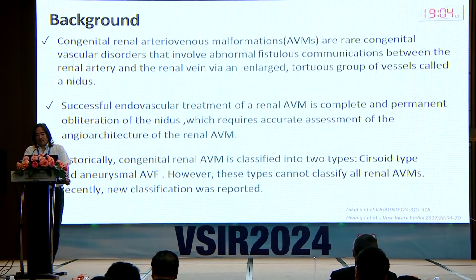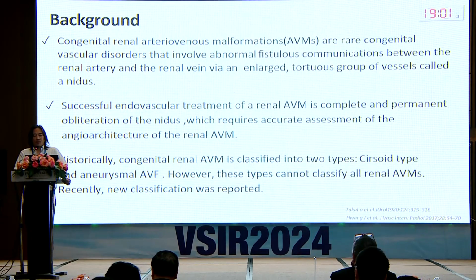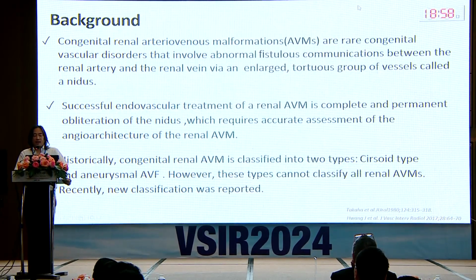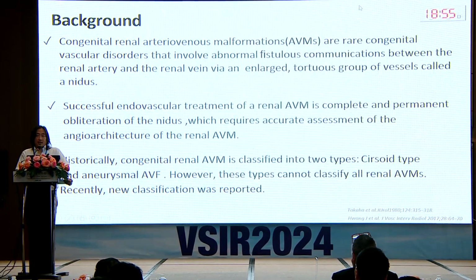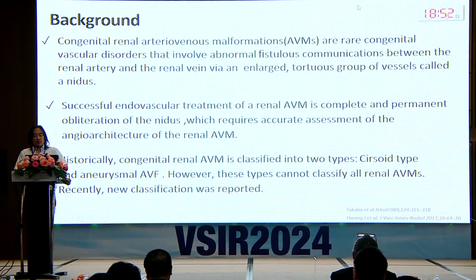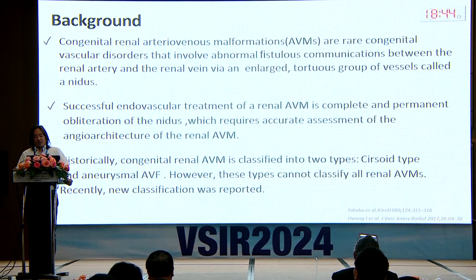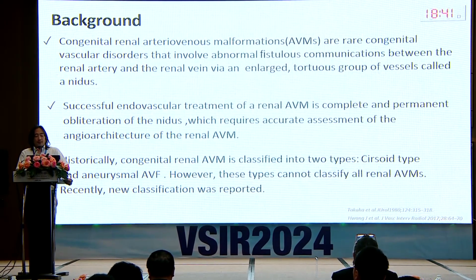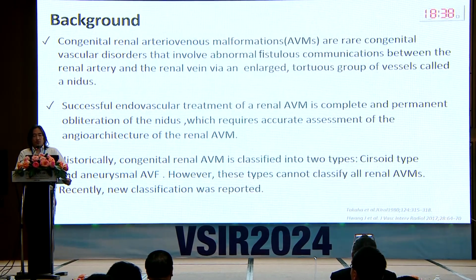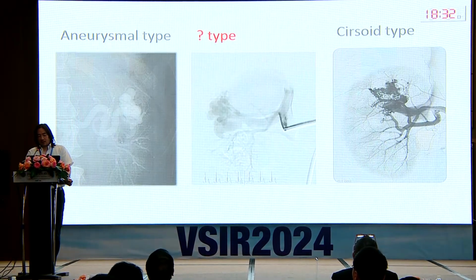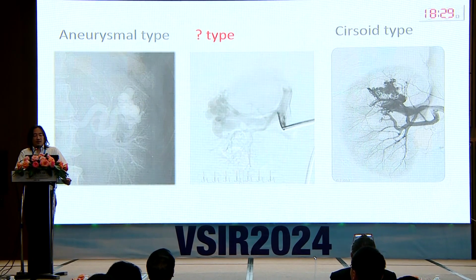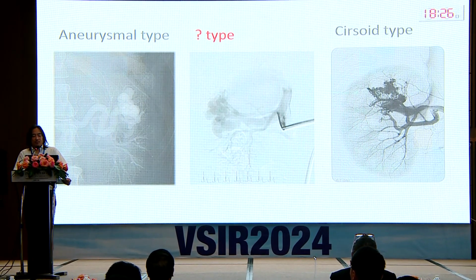And a successful endovascular treatment of a renal AVM is a complete and permanent eradication of the nidus. And historically, congenital renal AVM is classified into two types, cirsoid type and aneurysmal AVF. However, these days, I think that these types cannot classify all renal AVMs. So recently, a new classification was reported in a few papers. On the left side, you can see the aneurysmal type. On the right side, you can see the cirsoid type. But in the middle, what type is this?